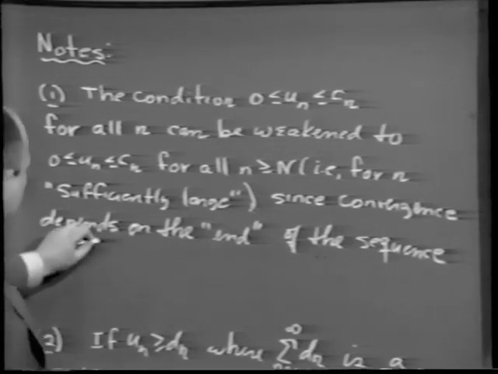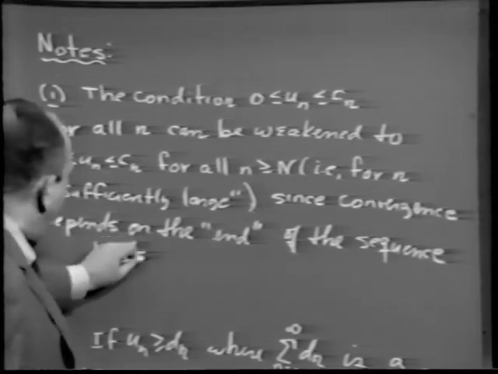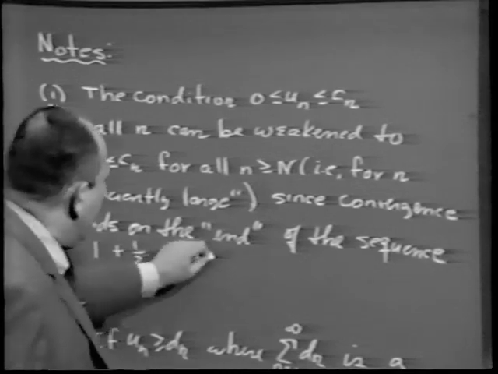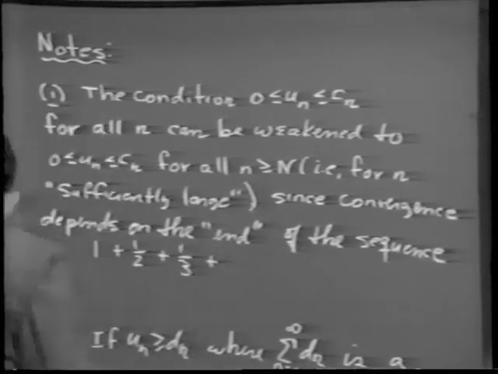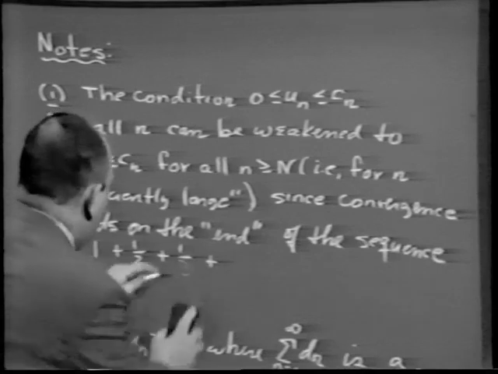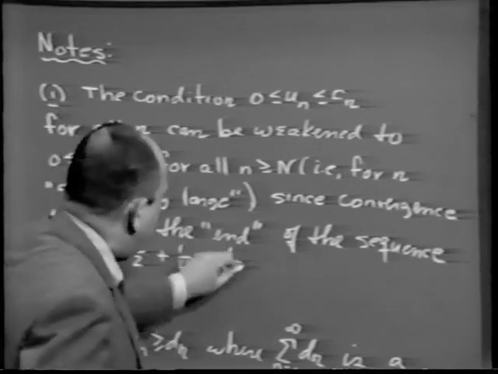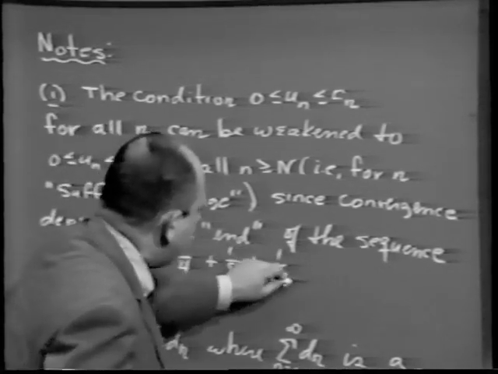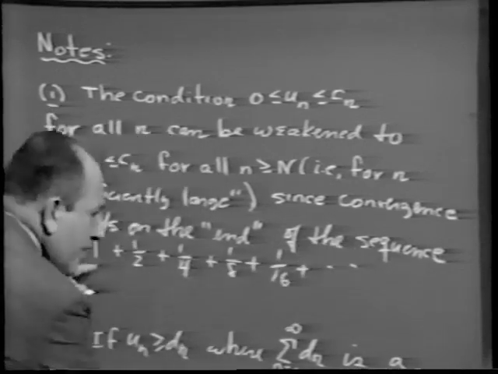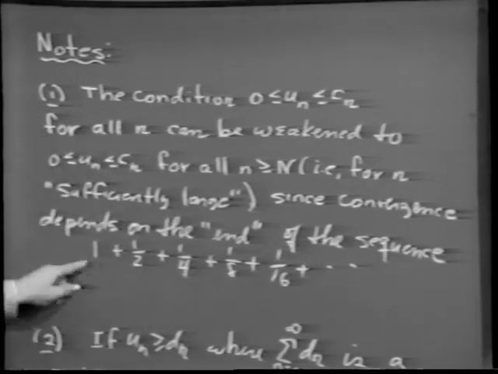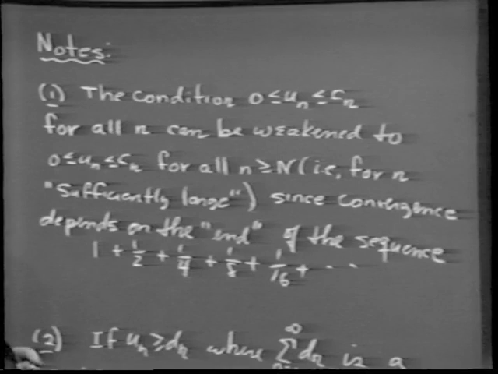Let's suppose I look at the sequence 1 plus a half plus a third. Let's do a different one. 1 plus a half plus a quarter plus an eighth plus a 16th, etc. In other words, the geometric series, each of whose terms is 1/2. This series we know converges.